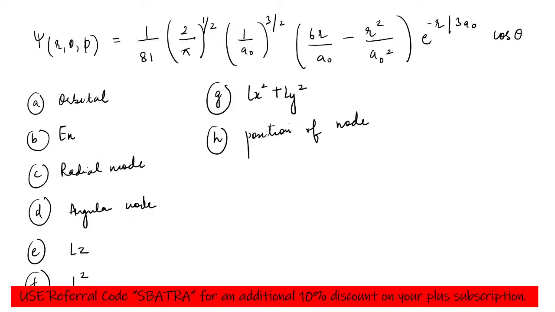Okay. All right then. So this is the next question. In this question, this is the wave function given to you. You need to find out the orbital for which this is the wave function, right? Then you need to find out energy, radial node, angular node, Lz value, L square value, Lx square plus Ly square, and position of node. That means nodal plane distance. Okay, so these are the things you have to find out for this question.